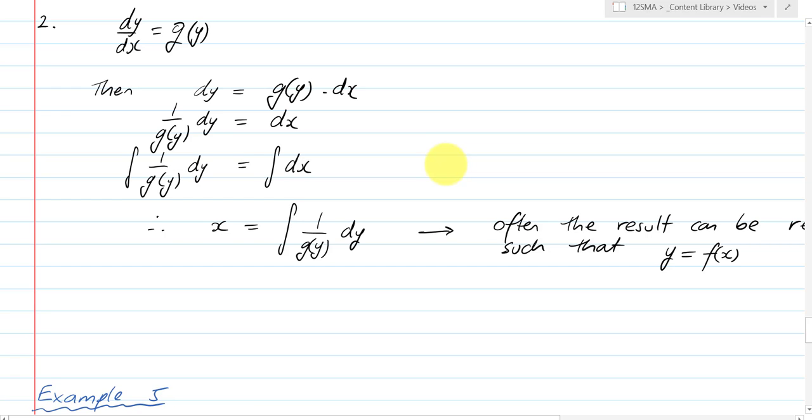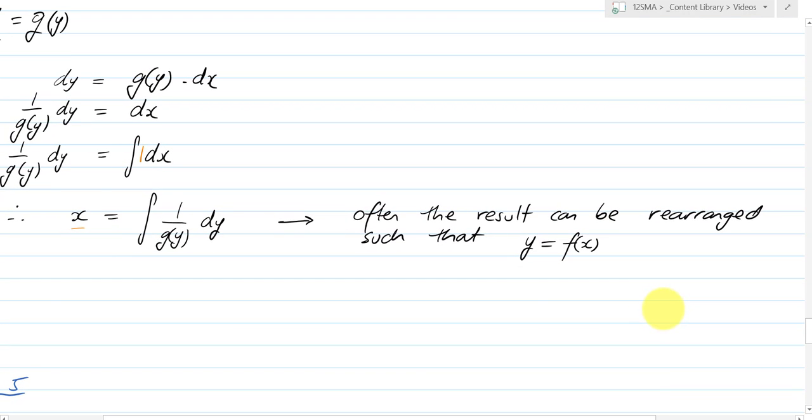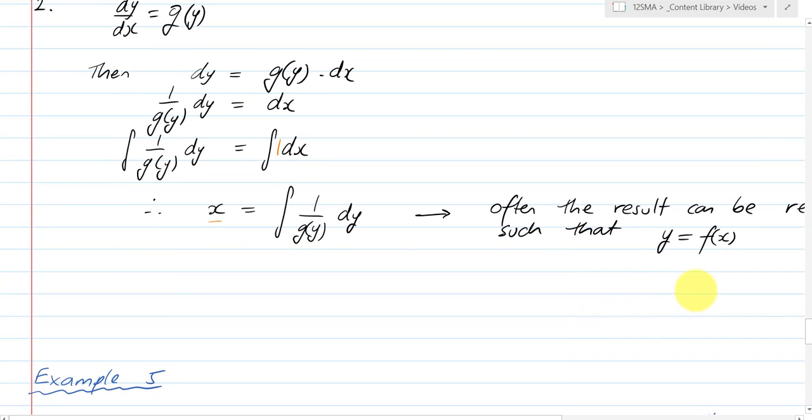So if dy/dx equals g of y, some function of y, might be y squared, might be sine y, whatever it is, well then dy/dx equals g of y, so dy equals g of y times dx, and then 1 over g of y dy equals dx. And then we can integrate both sides, and we've already got the dy and the dx in the right place, and of course the integral of dx is the same as the integral of 1 dx, and we get x is equal to the integral of the reciprocal of that function g of y dy. Often the result can be rearranged such that y is a function of x, which is usually what we prefer, where y depends on x. But, you know, who knows, depends on the situation.